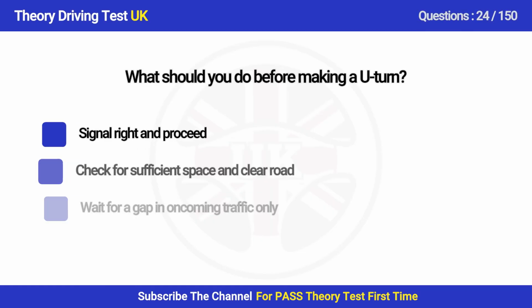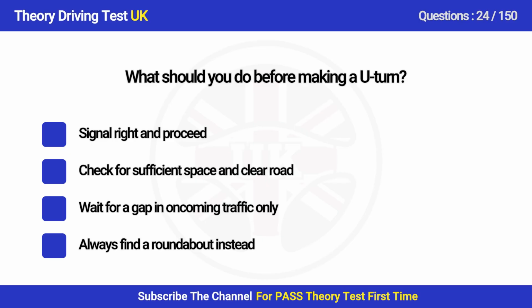Question 24. What should you do before making a U-turn? A. Signal right and proceed. B. Check for sufficient space and clear road. C. Wait for a gap in oncoming traffic only. D. Always find a roundabout instead.